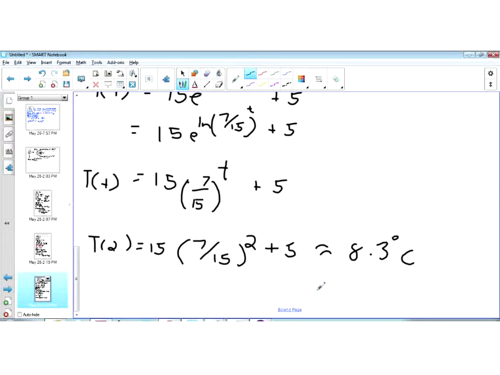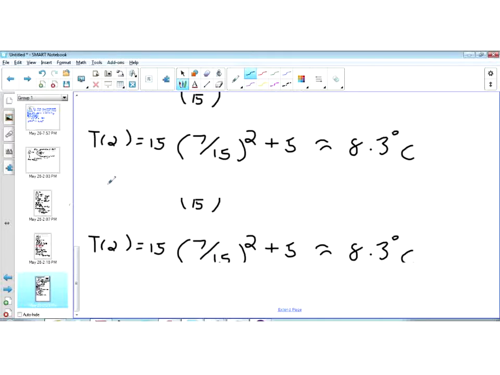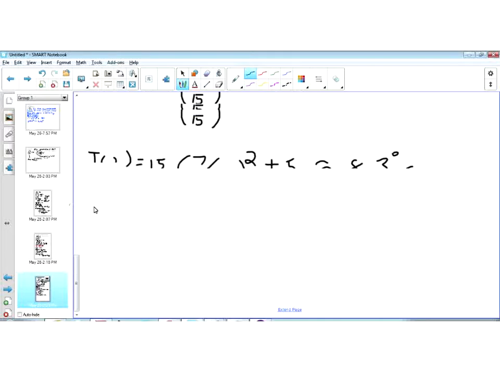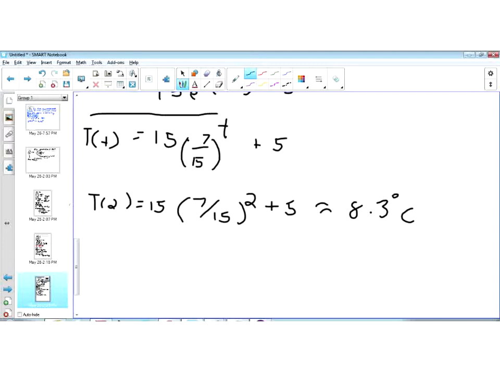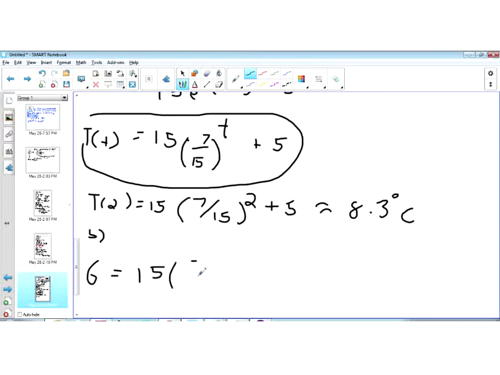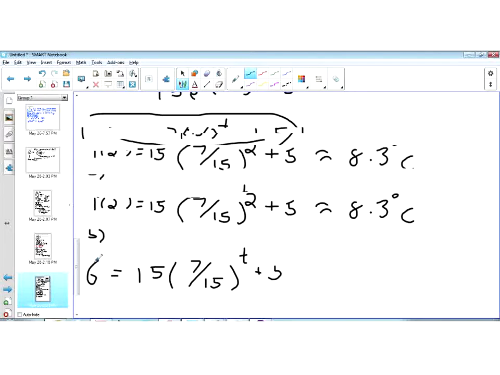The next question is, when will the thermometer read 6 degrees? So at what time does the temperature equal 6? We use the formula that we derived again. For part B, the temperature will reach 6 at what time? So after how many minutes? So 6 is equal to 7/15 times 7/15 to the T power plus 5.